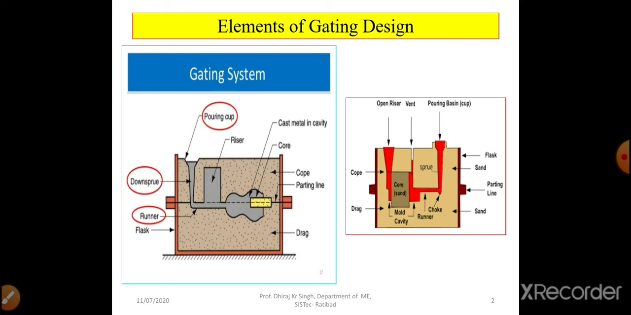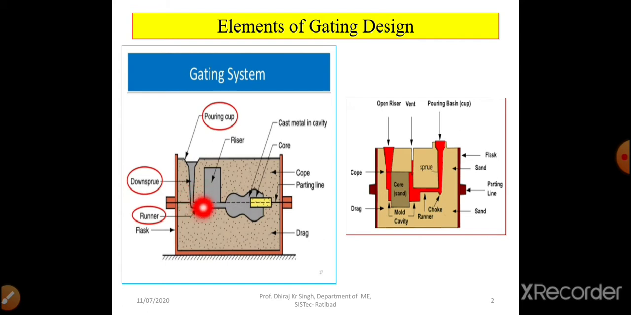First of all, we can see the upper half portion is known as cope. This is written here, cope. And the lower half portion is known as drag. Right? This whole system is known as flask or molding flask. This top portion from where we will pour the molten metal is known as pouring cup or pouring basin. This trapezoidal section from which the molten metal will come from the pouring cup to the runner is known as down sprue.